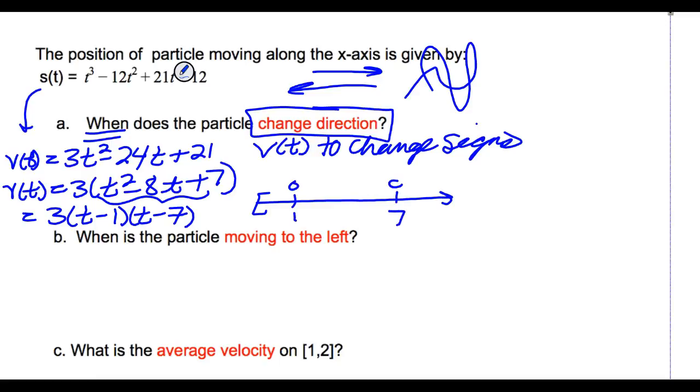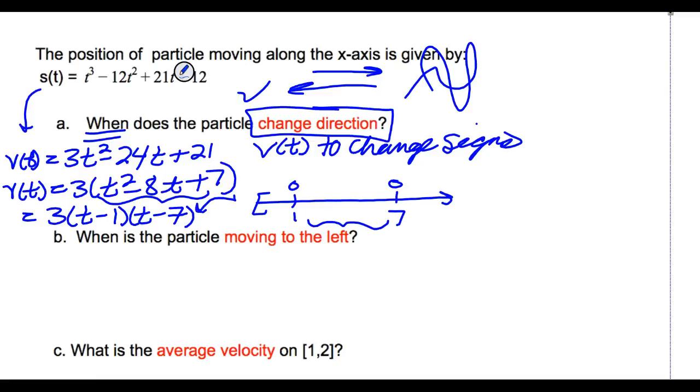The velocity is 0. That indicates one of two things. For sure, the particle has stopped, but I have to decide whether it stopped and reversed itself, because this says change direction. This is how you decide it. Each one of these intervals, you have to have the entire same sign. So between 1 and 7, it's either all negative or all positive, because if there was a change, there would have been another 0 in there. Does that make sense?